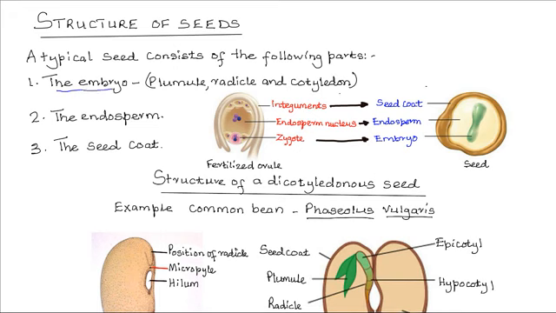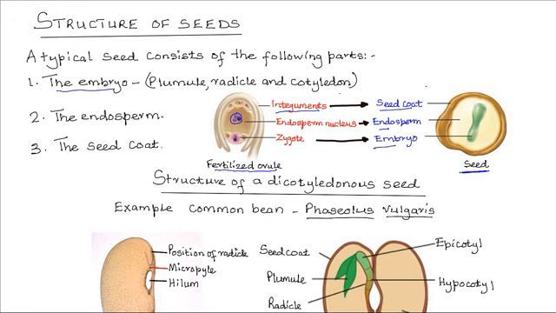Remember, the seed develops from a fertilized ovule. And after fertilization, the various parts of the ovule get transformed to form the seed. The outer covering of the ovule, that is the integument, becomes the seed coat. The triploid nucleus that is formed after the second fertilization and forms the endosperm nucleus becomes the endosperm of the seed, while the zygote becomes the embryo.